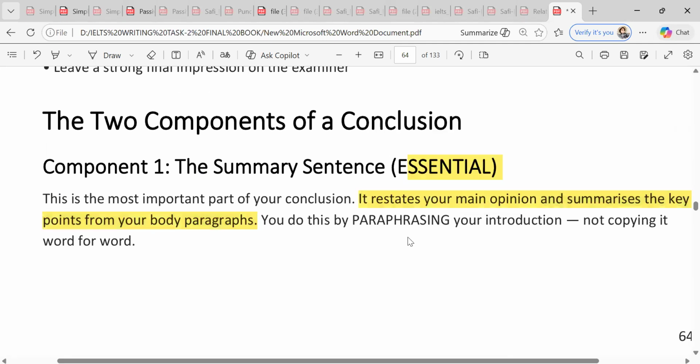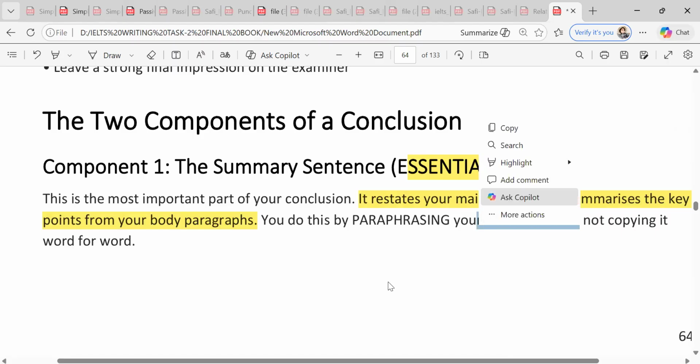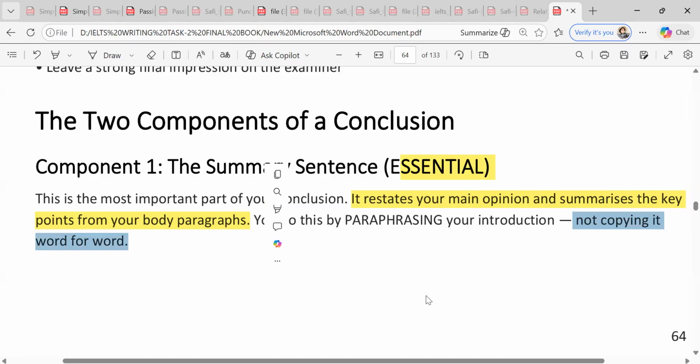You do this by paraphrasing your introduction. As I told you, Claire, your conclusion is the mirror image of your introduction. You can paraphrase the introduction, not copy it. Don't copy it word for word. Don't copy the introduction, but you can write it in different words.